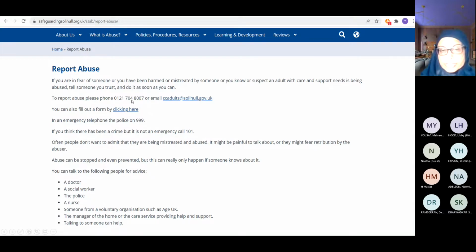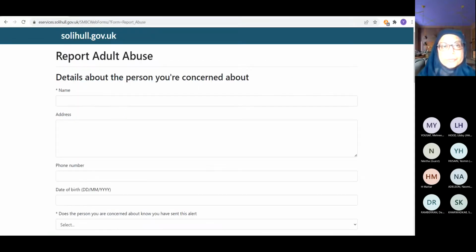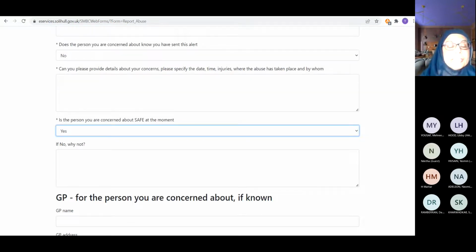You can actually just phone them and tell them the problem. If it's not urgent, you can email them, you can send them a referral letter, or you can complete the online form. So here's the online form, report adult abuse. Again, you give the details of the patient. And the key question is, is the person you're concerned about safe at the moment?